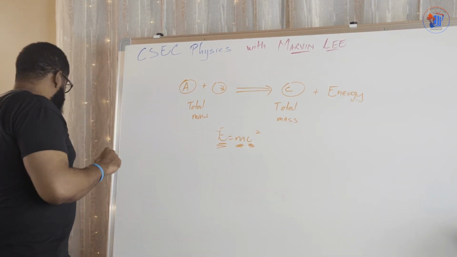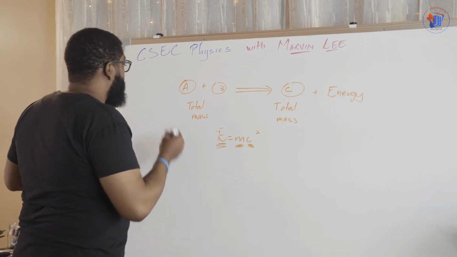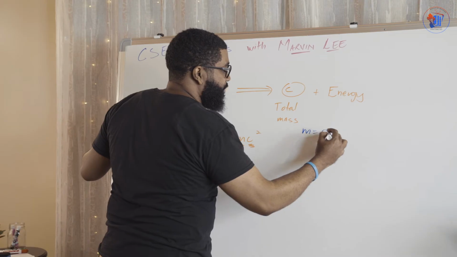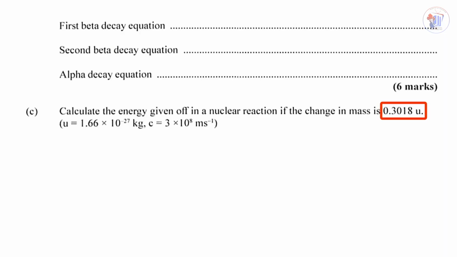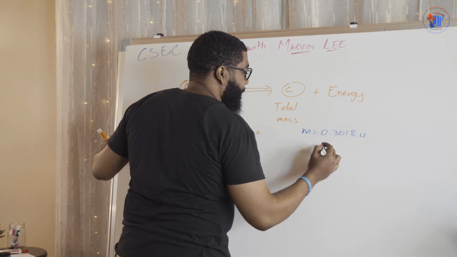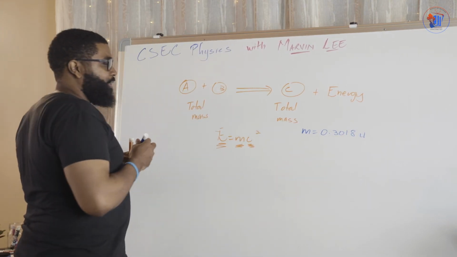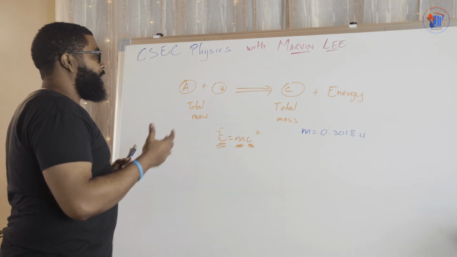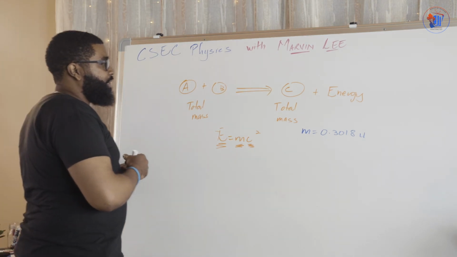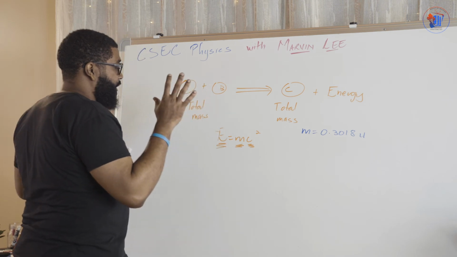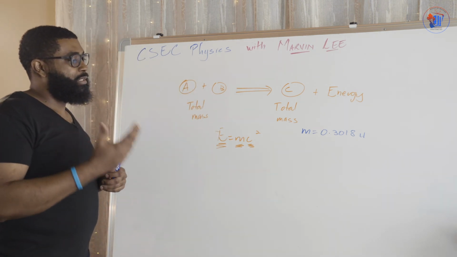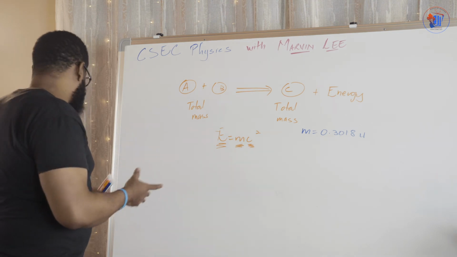We have been told for our little equation that the mass lost is 0.3018 U. Now, you might be like, sir, why is this not in kg? When you're dealing with anything at this level, and by this level I mean anything on the atomic level, mass is not measured in kilograms. Mass is measured in atomic mass units, or AMUs.